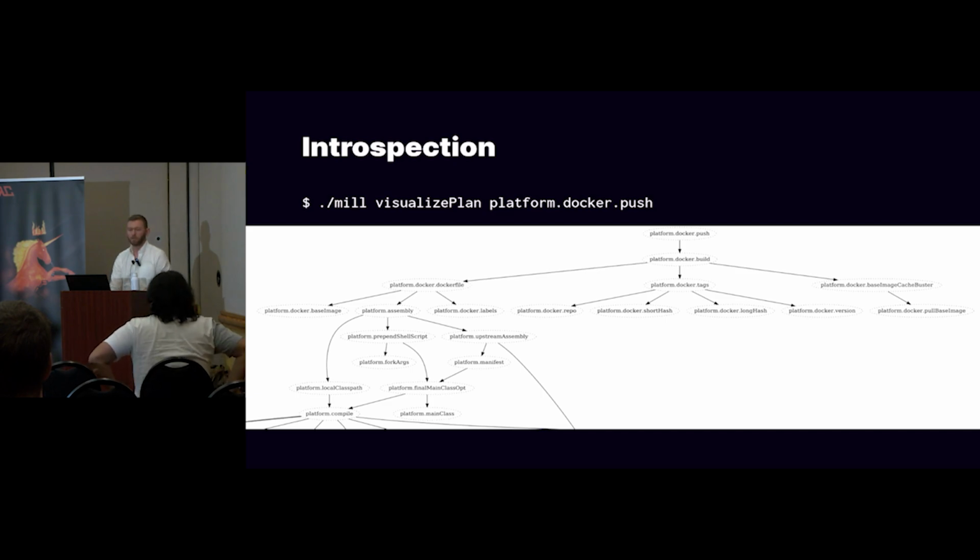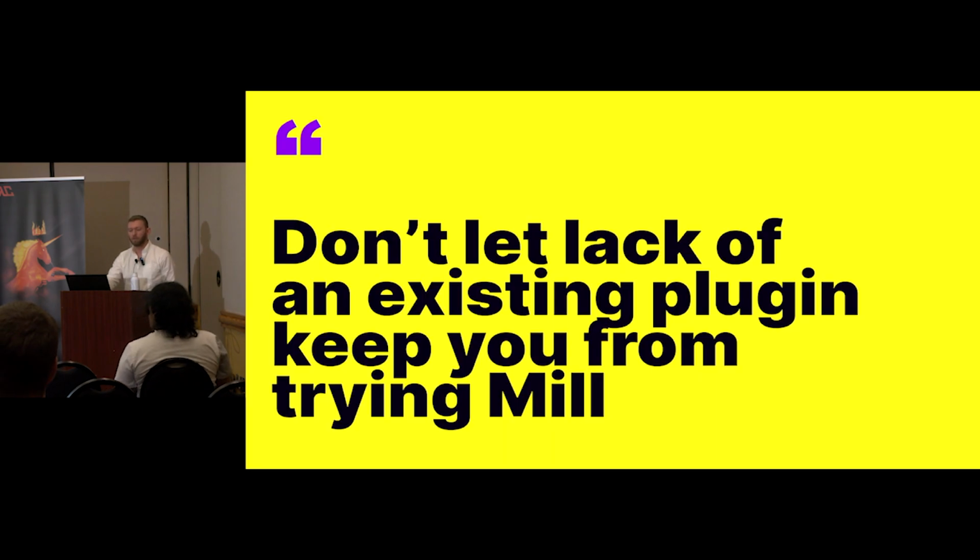Mill is also introspectable, so you can run something like visualize plan, and it'll show you each task that's getting run and all the tasks that that task calls and so on and so forth. So if you want to speed up your build, this is a great way to do it. I've kind of cut off the bottom little corner here, which goes into building an entire image, but this is the directed acyclic graph of the build that we had at Lightform for our backend platform.